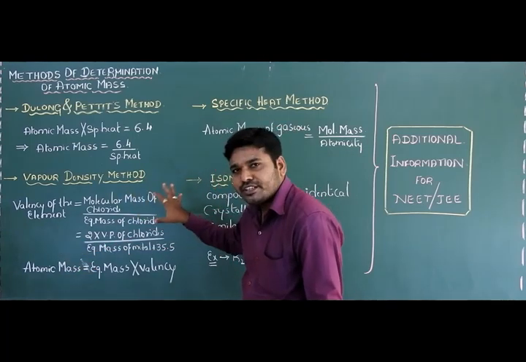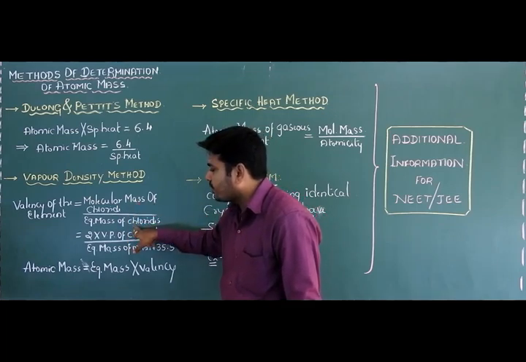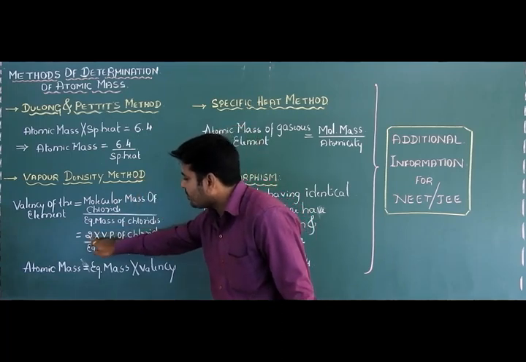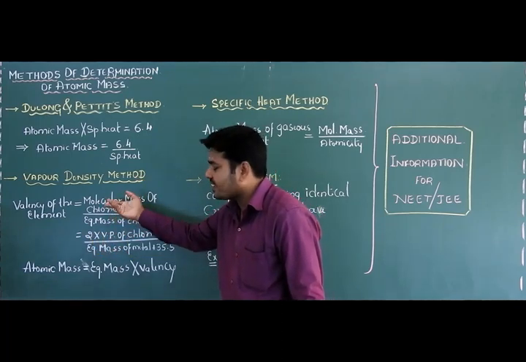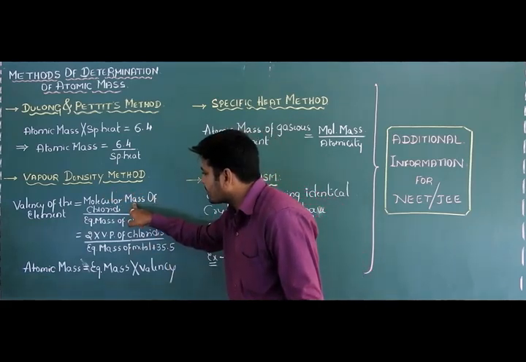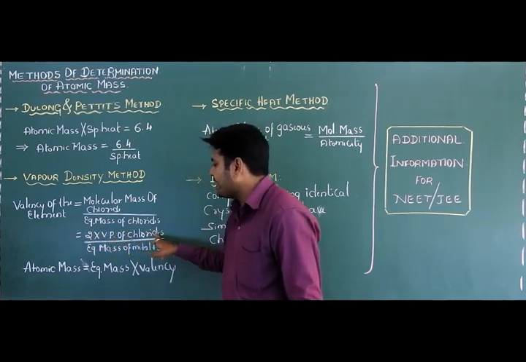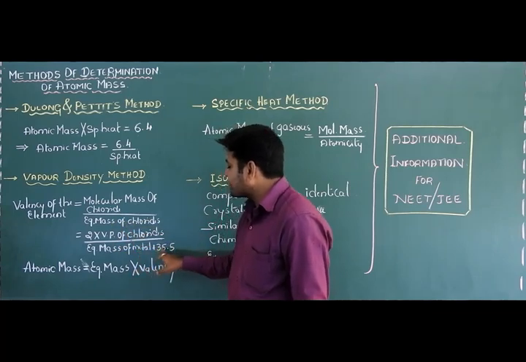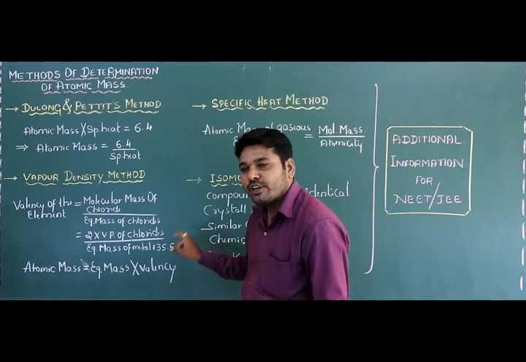Here you just remember the formula: molecular mass of the chloride divided by equivalent mass of chloride. Molecular mass is nothing but 2 into vapor density. So in place of molecular mass, let us write 2 into vapor density of chlorides divided by equivalent mass of metal plus 35.5. Please listen to this formula carefully.